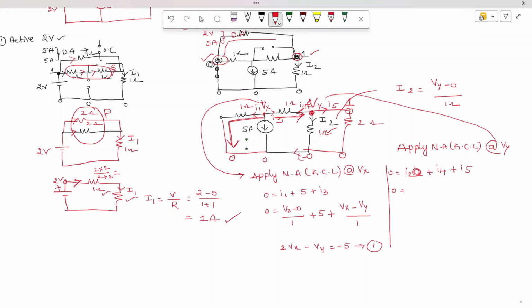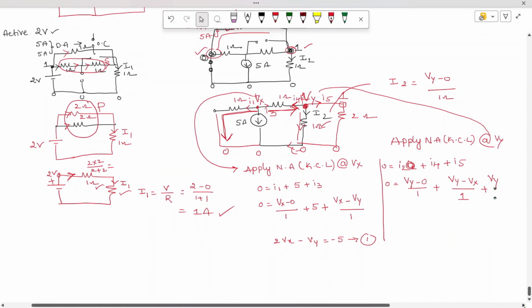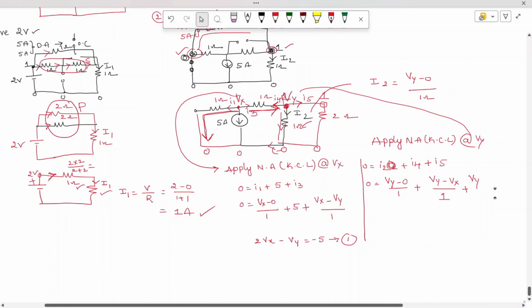So we have to find I2. So how to write down I2? I2 is the current flowing in this branch. It is Vy minus 0 divided by 1 ohm. So how to write down the current I4? It is nothing but Vy minus Vx divided by 1. Plus, how to write down the current I5? I5 is Vy minus 0 divided by 2.